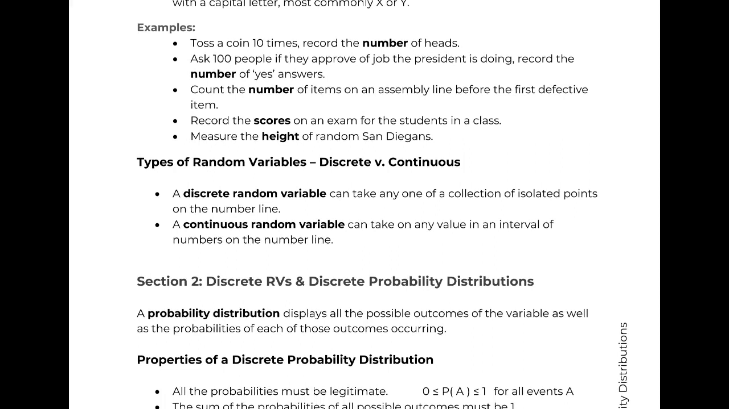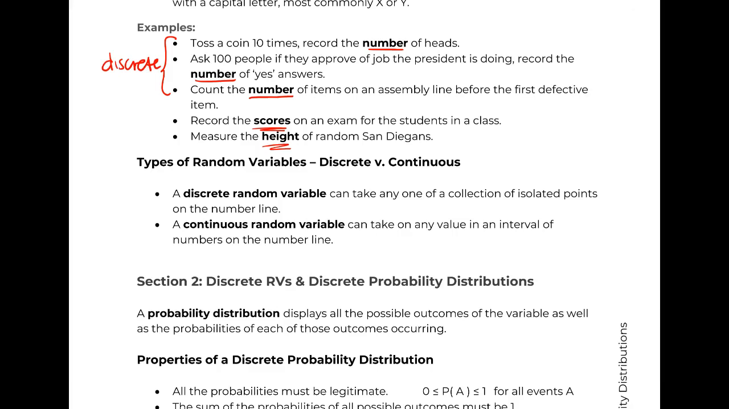Tossing a coin and recording the number of heads. You can see here we have a lot of number things where we're counting up. So a lot of stuff with counts. We also have other variables here where we have like scores or height. And all of these can fall into one of two categories, either discrete or continuous. So our discrete random variables take isolated points, as we saw back in part 2. So these first 3 examples are all discrete.